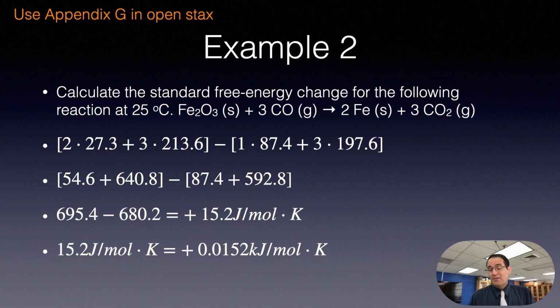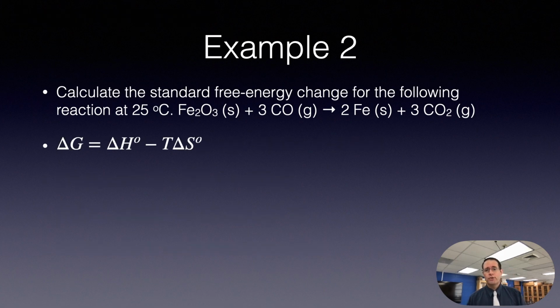Before we use the Gibbs, we do need to convert this to kilojoules per mole per Kelvin. So again, just divide by 1,000 on your calculator. 15.2 divided by 1,000. I wrote that down. And I'm putting a little plus sign there just so I make sure that I know that it's positive. Okay? Now we use the grandiose Gibbs equation. It's going to be delta H minus T delta S. So the T is 25 degrees Celsius.